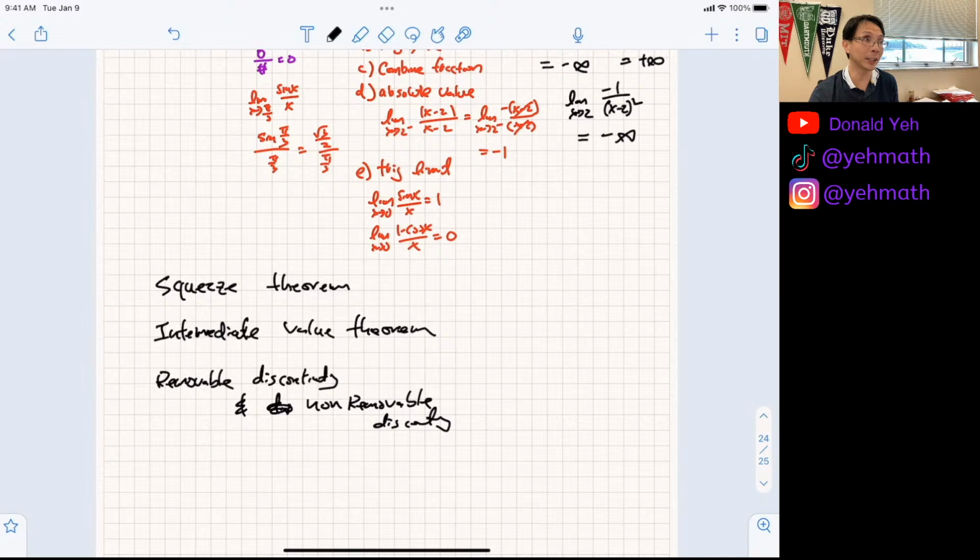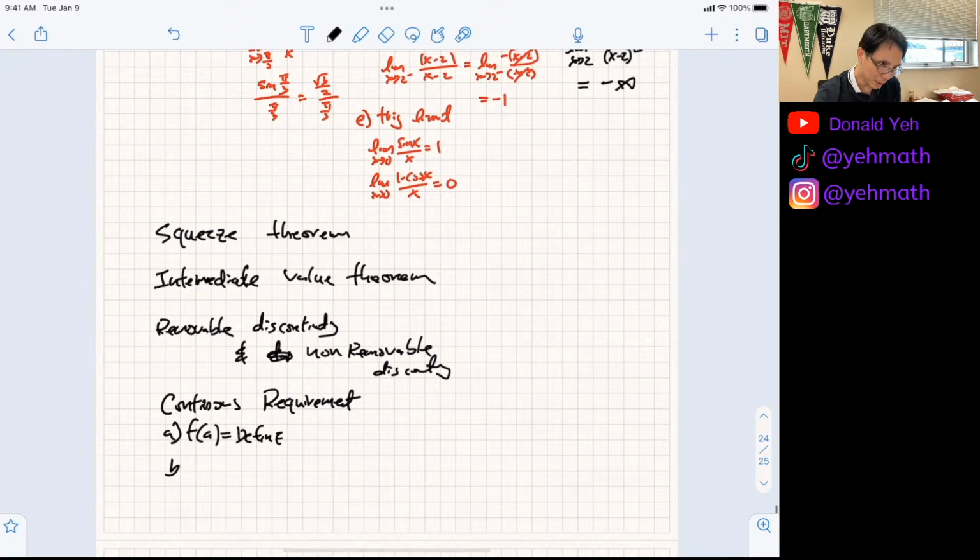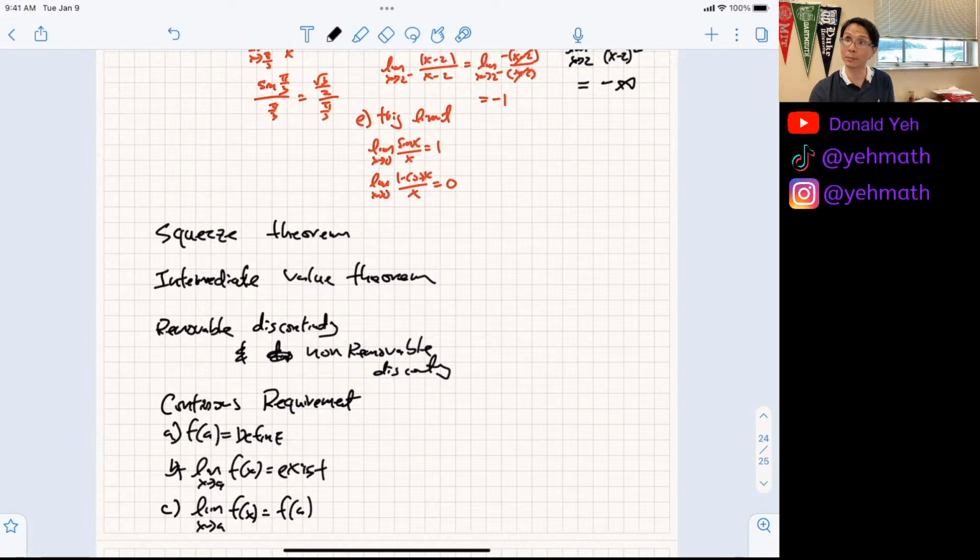You have to understand continuous requirements. A: f of a has to be defined. B: limit x approach a of f of x must exist. And C: limit as x approaches a of f of x has to equal f of a. This one is just memorization. I cannot give you away too much.